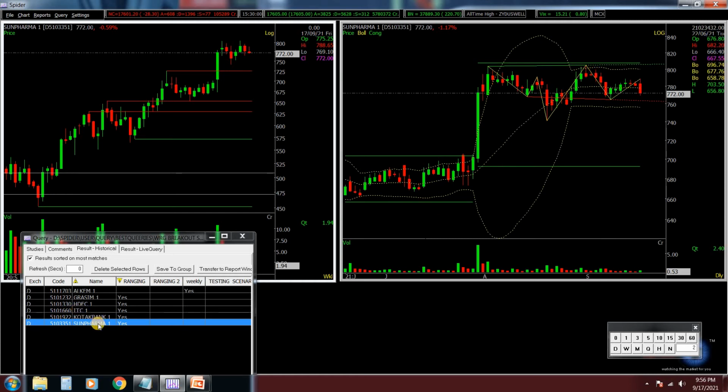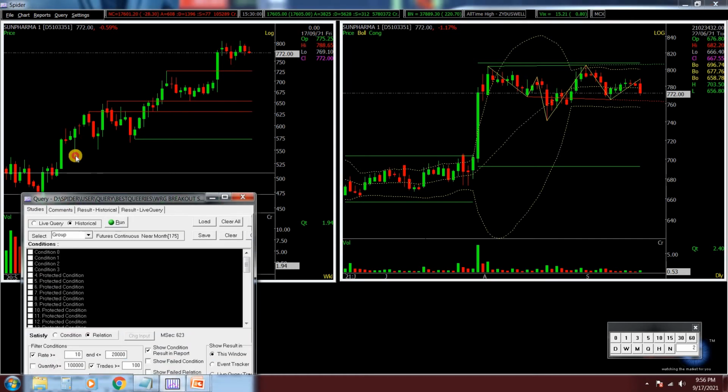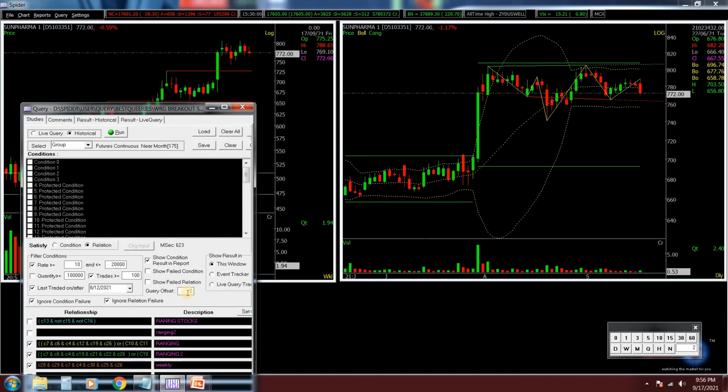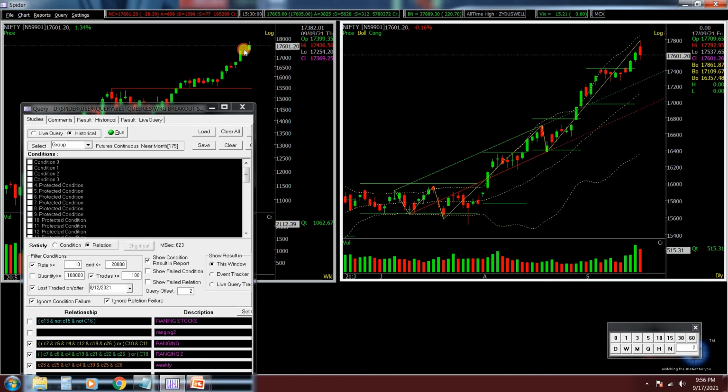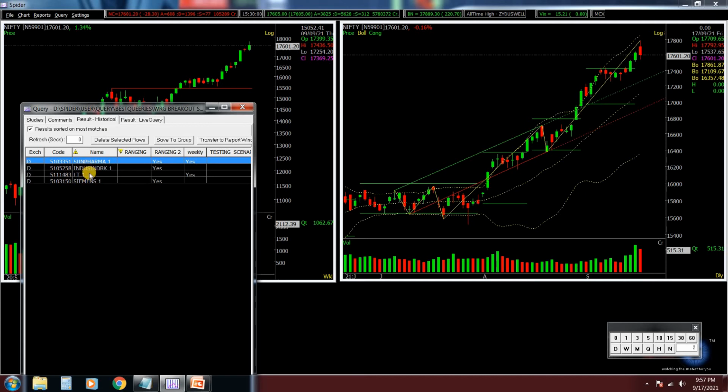The viewers have clearly seen how the stocks performed in the next 3 to 5 sessions after running this query. Now let us have a view on the next week, which is ending on 9th September. I'm running the query with offset 1. These are the stocks we got shortlisted.